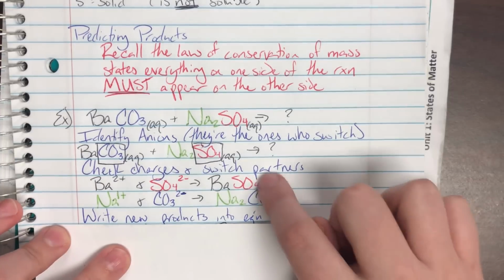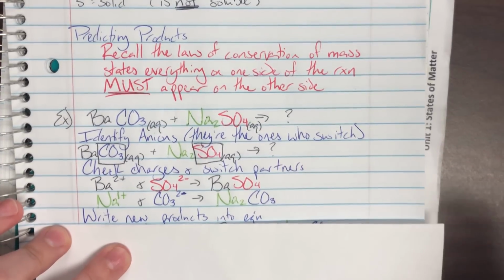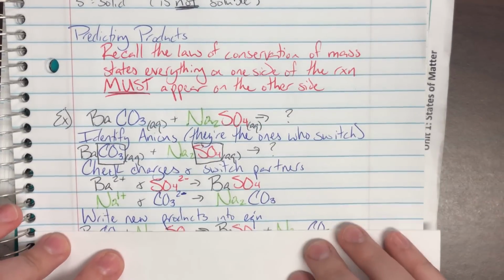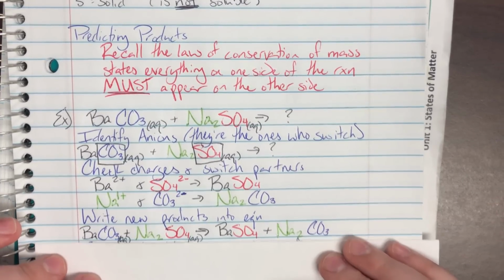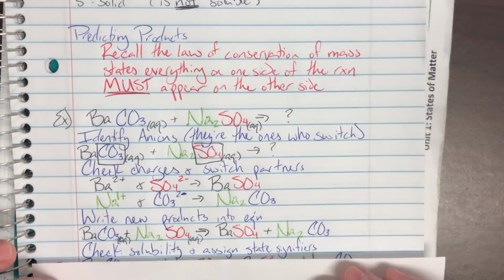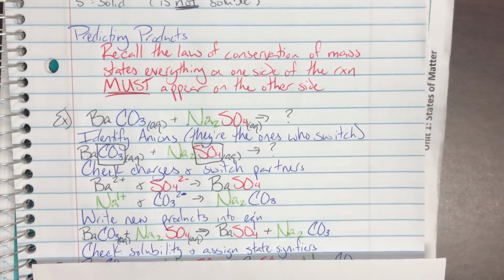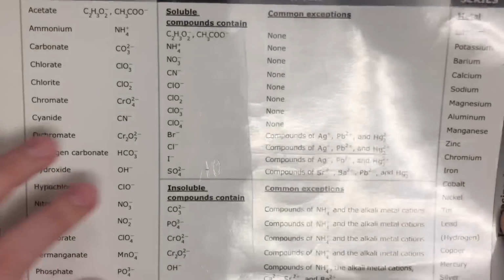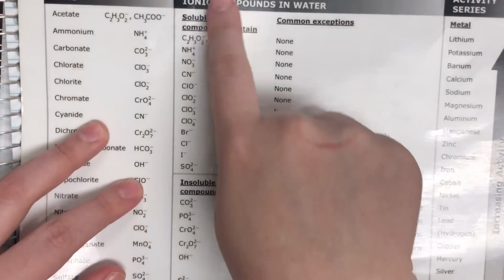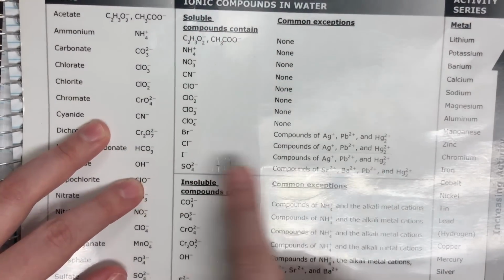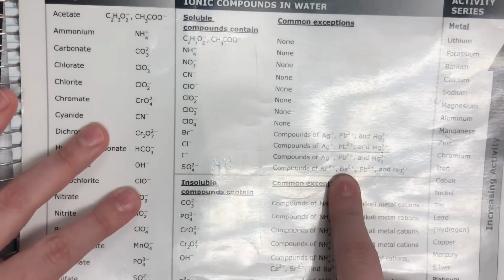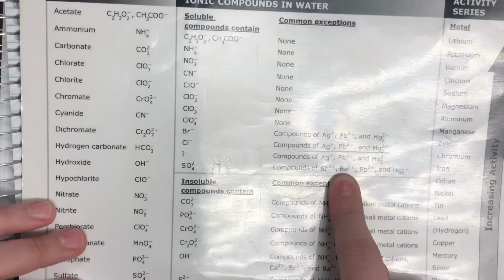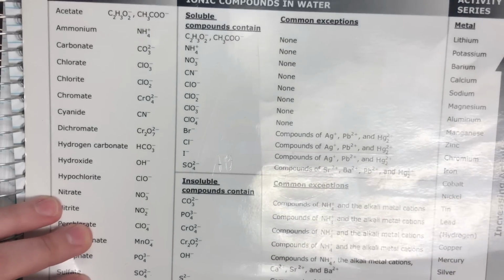Now we're just going to take these new products that we've just created and write them into our equation. And finally, we need to check solubility and assign state signifiers. So I need to see if barium sulfate is soluble. I'm going to look it up by sulfate. Sulfate is in the generally soluble category unless it's bonded with barium. So that is going to be my insoluble compound. So I will attach the state signifier S for it being solid.